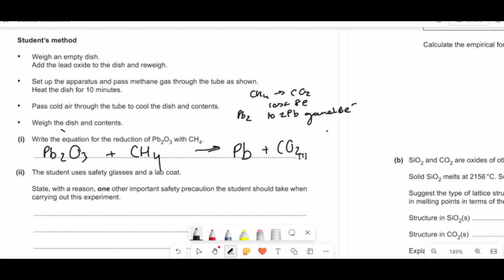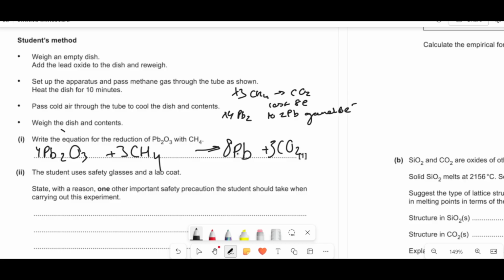6 times 4 is 24, 8 times 3 is 24. So we could have 4 of these, and then 3 of them. So then we end up with 4 Pb2O3, and then 3 CH4s. We're going to have 4 Pbs here, but remember there's 4 Pb2, so it's actually 8, and then 3 CO2s here. But we're not done because we have to check everything balances.